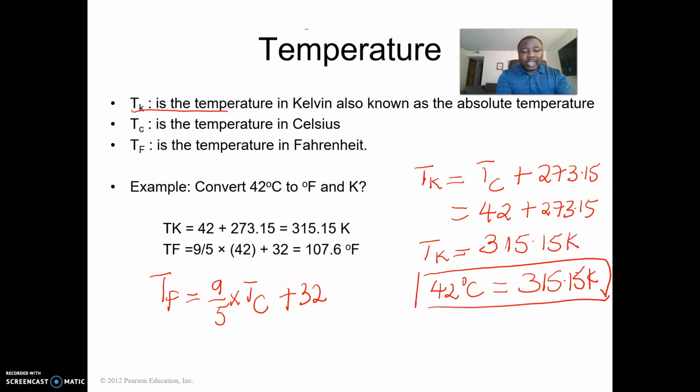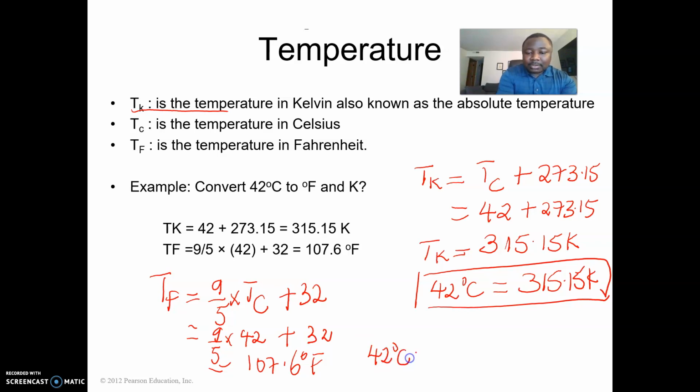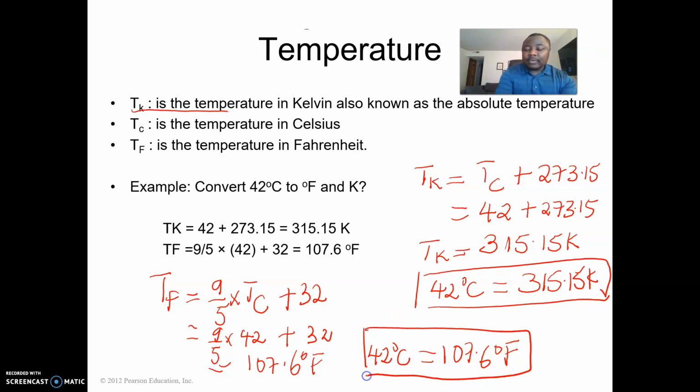So what do we have? This is going to be 9/5 times the temperature that we've been given in degrees Celsius, which is 42. So multiply this by 42, and whatever our answer is, we have to add that to 32. If you do that, what you're going to have is 107.6 degrees Fahrenheit. So what we are saying here is also that 42 degrees Celsius is the same as 107.6 degrees Fahrenheit. And that's how you're able to convert from one temperature scale to the next.